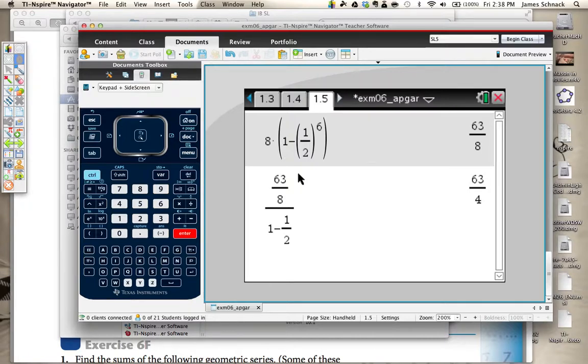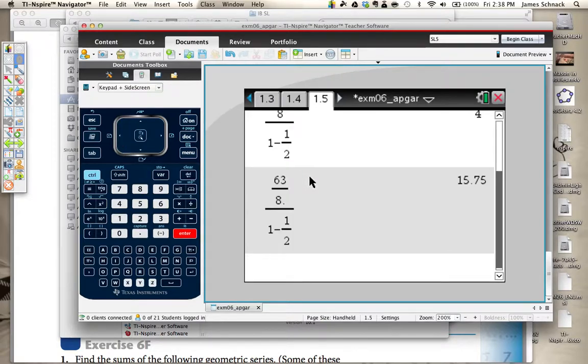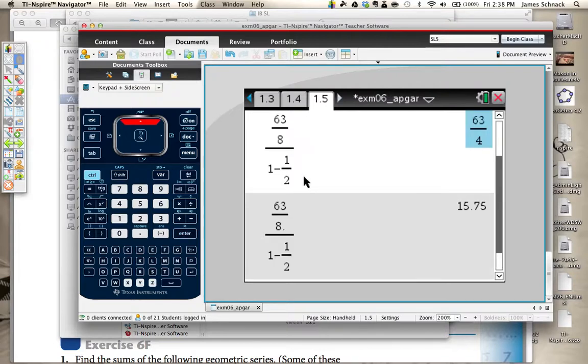So 63 over 4. If I wanted a decimal equivalent, all I need to do is put a decimal anywhere in this problem, and it returns a decimal. Personally, I'd rather have a fraction, so I'm not going to put that decimal in unless I have to approximate. And there we go. We're done. 63 over 4 is the sum of the first 6 terms.